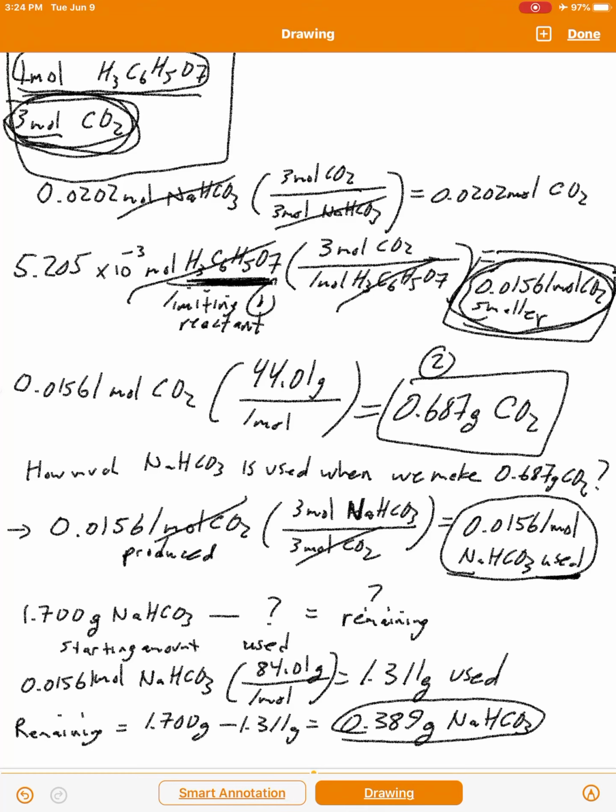So we've got 3 answers. This is actually part B, but I'll write that down as our third answer. There's three questions that were asked. We've answered them all. The limiting reactant is the citric acid. The amount of carbon dioxide produced is 0.687 grams. And the amount of sodium bicarbonate that's left over is 0.389 grams.